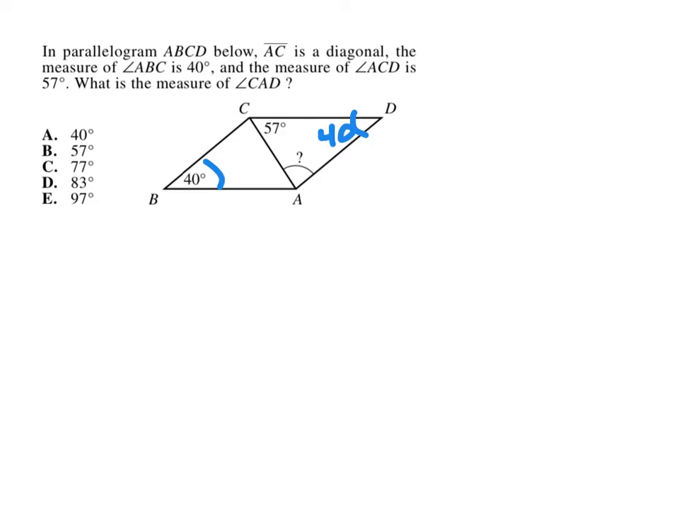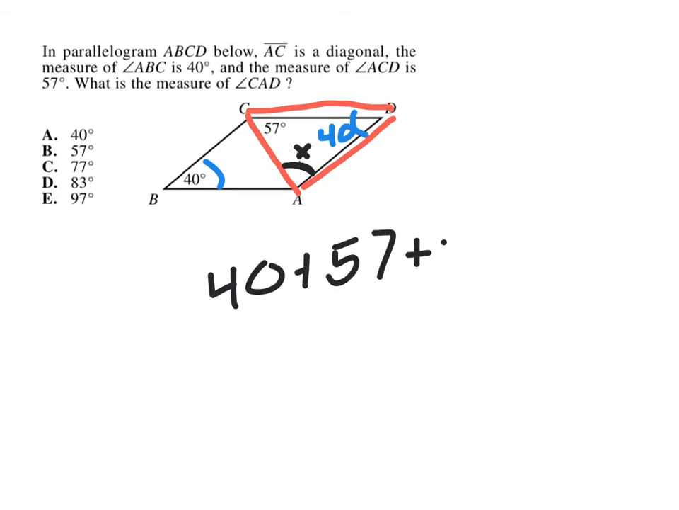Now, what do I have? I have a triangle ACD. And I know there are 180 degrees in a triangle. So the missing angle, we can call that X. That would mean 40 plus 57 plus X has to equal 180 degrees, since there are 180 degrees in a triangle. Now we just want to solve for X.